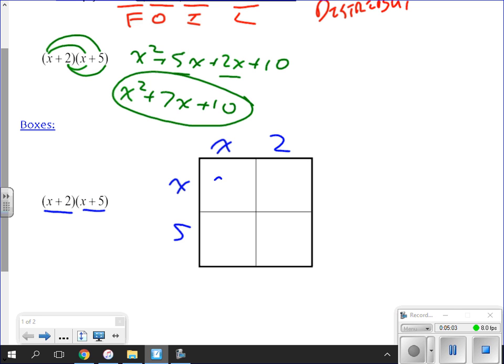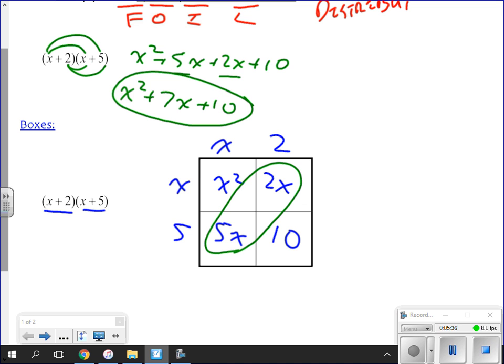X times x is x squared. X times 2 is 2x. X times 5 is 5x. And then 5 times 2 is 10. Just like a multiplication chart. You're multiplying through to get the boxes filled in. And here's what's really cool. I still have to combine up like terms and rewrite it. But 90% of the time, your like terms are on the diagonal. If you have a diagonal, your like terms are going to be on the diagonal.